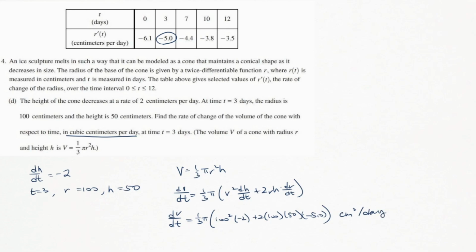And again, you don't have to simplify this. And if you do, it actually comes out to negative 70,000 pi over 3 cubic centimeters per day.